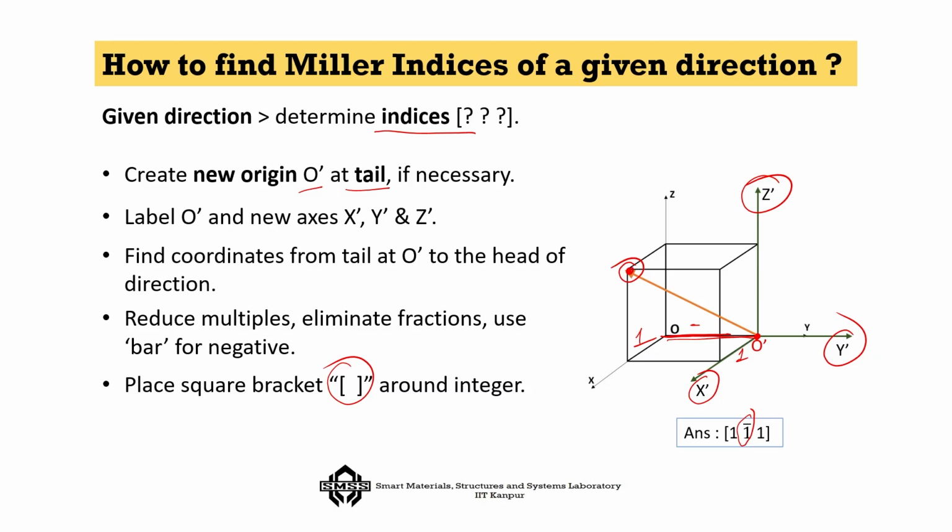So, this becomes essentially, with respect to the new coordinate system, 1, minus 1, 1, and that is what we have written as 1 1 bar 1. That is the way we will define the Miller index for a given direction. That means you have to always transfer the origin to the tail of the direction, and then accordingly in that unit cell you have to calculate what will be the end point indices.